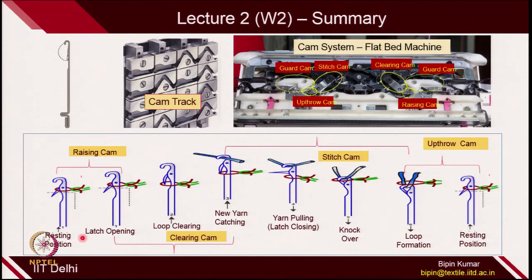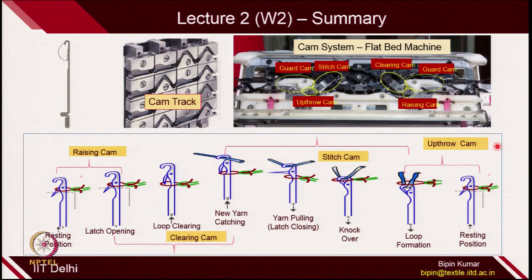So the raising cam helps in latch opening. The clearing cam makes sure the old loop is knocked out and the new yarn is getting caught. In the stitch cam, you can see the needle goes downward and starts pulling the yarn, then the latch gets closed and the old loop is knocked out. Finally, the up-throw cam: once the job is done, the needle is raised again to go to the resting position. Each of these cams is shown in the figure here, and we also explained in detail the importance of each of these cams.